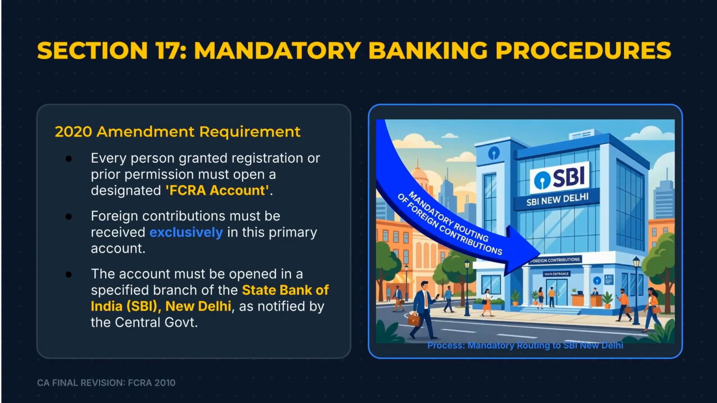The 2020 amendment introduced a highly controlled banking structure for foreign contributions. Every person holding registration or prior permission must receive foreign contribution only through a designated FCRA account. This primary account must be opened in the specified branch of the State Bank of India at New Delhi, as notified by the central government. The objective is to create a single monitored entry point for all foreign funds entering the country. By centralizing the receipt process, the government gains greater visibility and control over foreign contribution transactions.